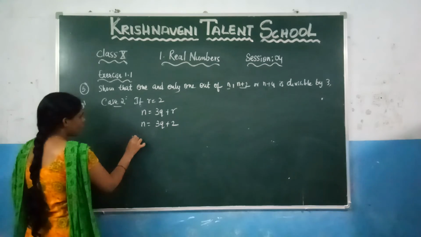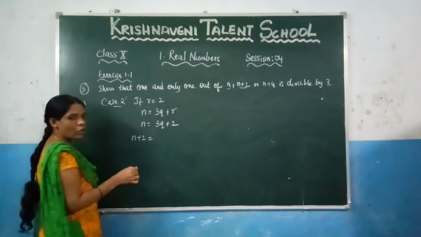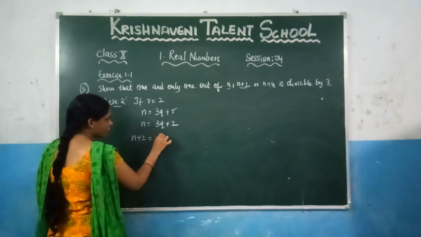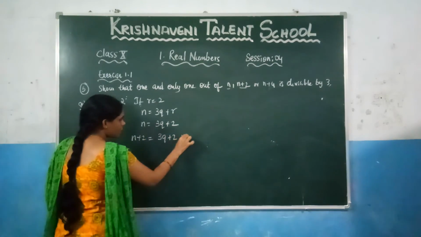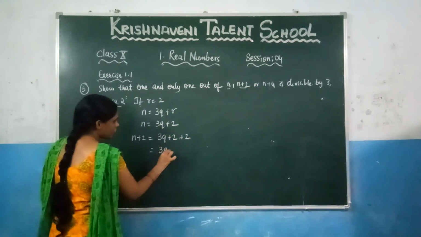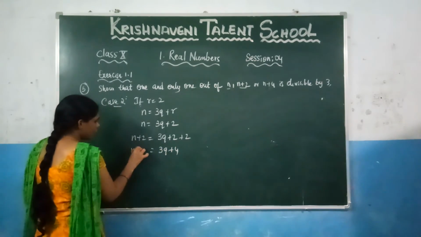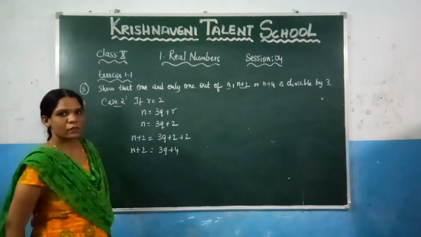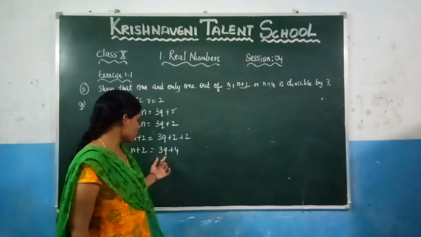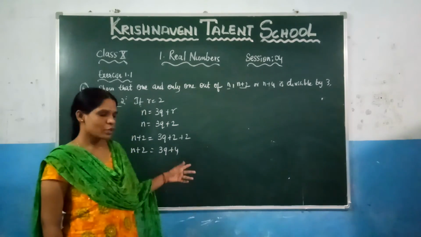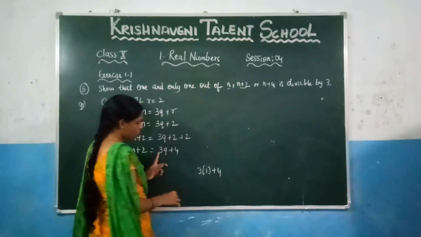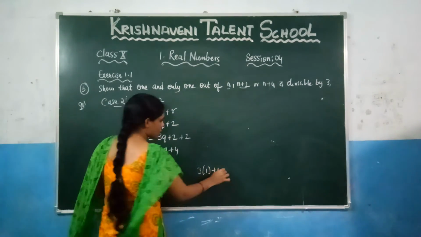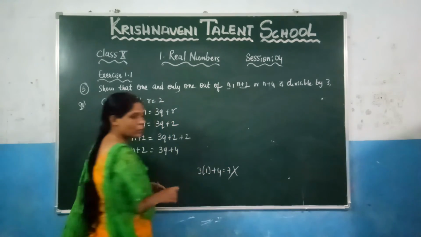So consider here n plus 2. Now what is the value of n, which is nothing but 3q plus 2. And here plus 2 is there. So write it here plus 2. Now you got 3q plus 4. Again here, is this divisible by 3? Just substitute any value for q. So let us substitute here 1. You will get 3 into 1 plus 4. What is the value of 3 plus 4, which is 7? Clearly it is not divisible by 3.